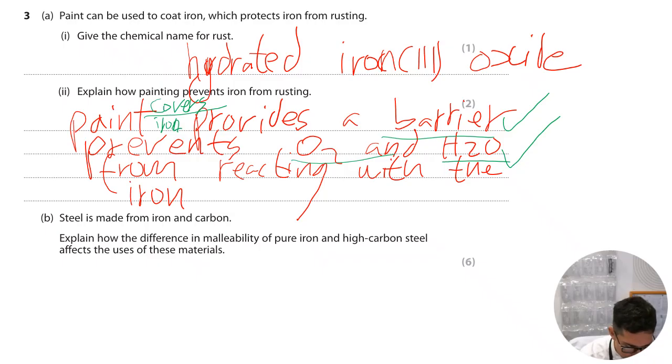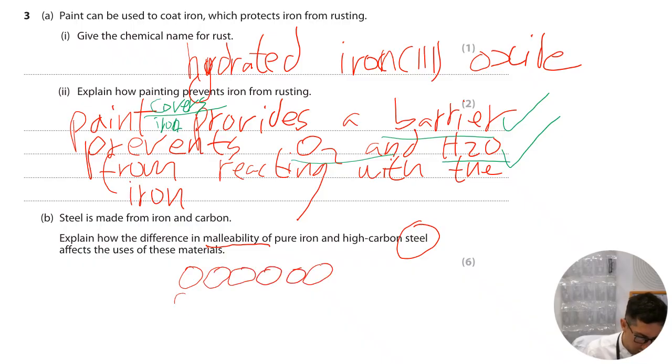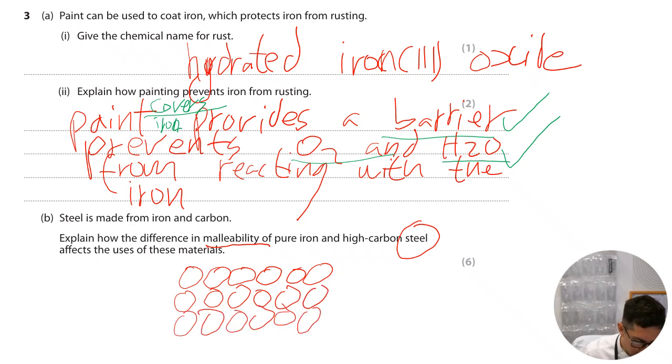Explain how the difference in malleability. So this is an alloy. Steel is an alloy of iron. Alloys have some other elements in them, sometimes other metals or non-metals like carbon. And what they do, if you imagine some pure iron, so here's some pure iron as a solid. All of the particles are the same size. These are all going to be ions of iron, because they're all metallically bonded.